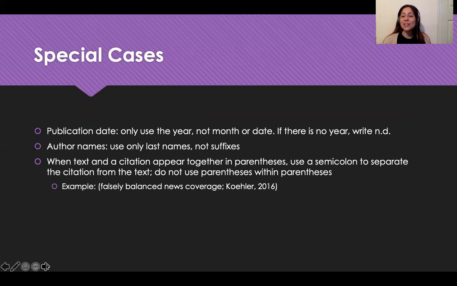Okay. And then here are a couple special cases. For the publication date, you're only going to use the year. This is a little different from some other types of formatting that are not APA. So you don't use the month or the date, just the year. And if there's no year, remember you can write n.d. for no date. For author names, you're only using the last names, not suffixes.